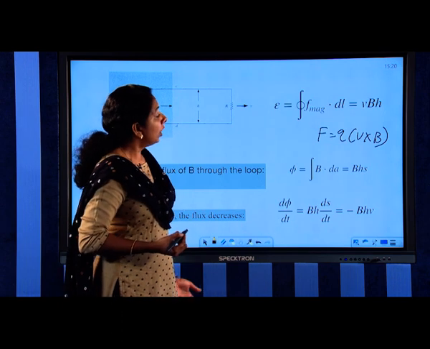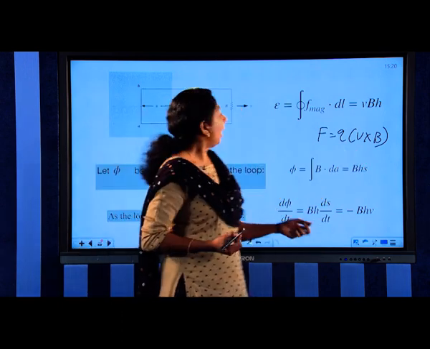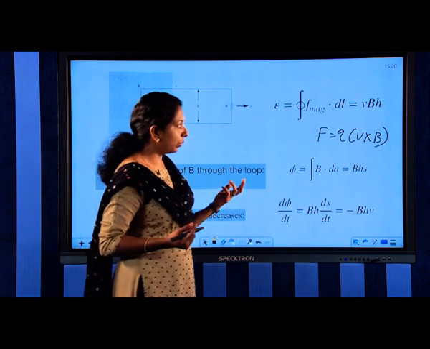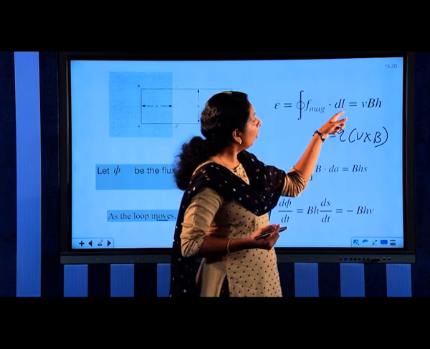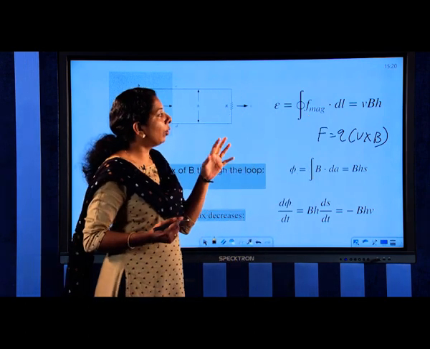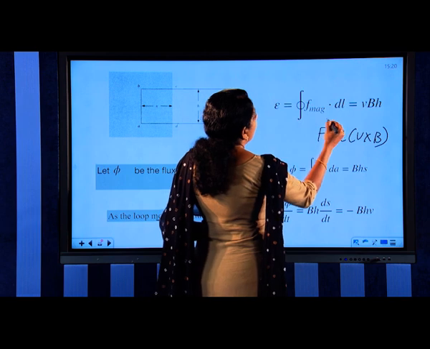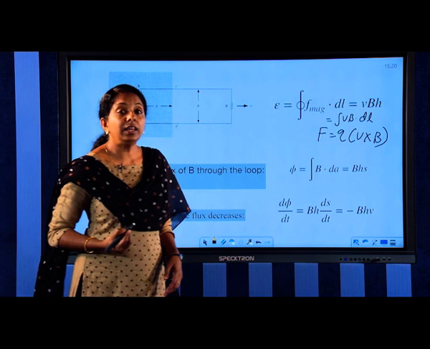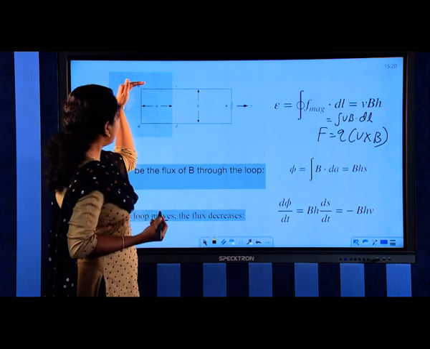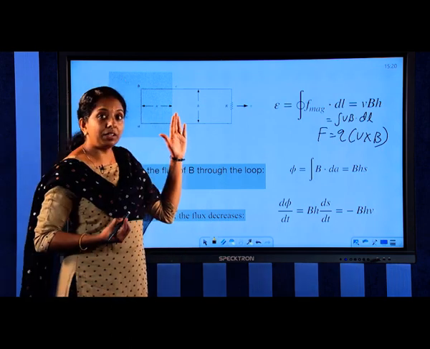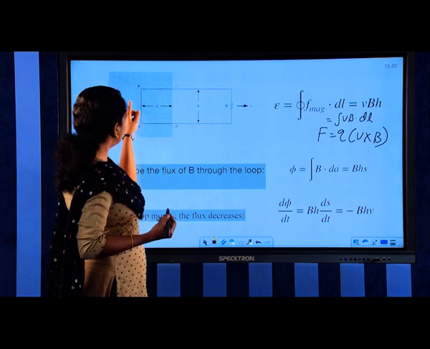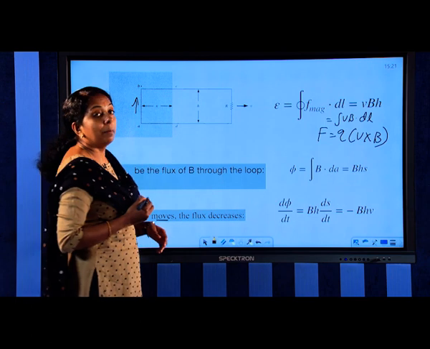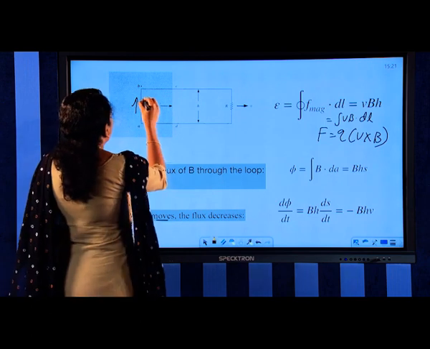So force per unit charge means V cross B, and here V and B are perpendicular, so V cross B is equal to VB. So F magnetic dot dl, that is VB dot dl. So this expression becomes integral VB dot dl, and here the magnetic force is acting in the upward direction. So when we project the magnetic force over the length of the loop, only over the segment AB, magnetic force and dl are in the same direction.